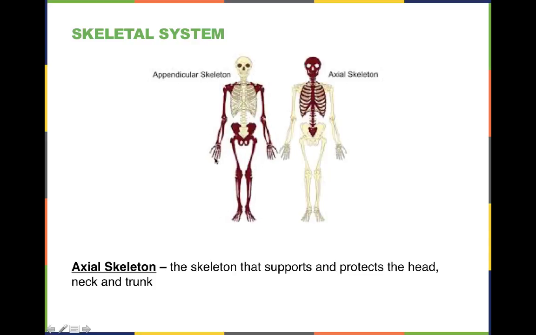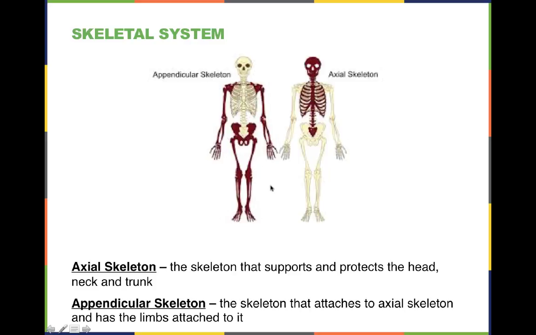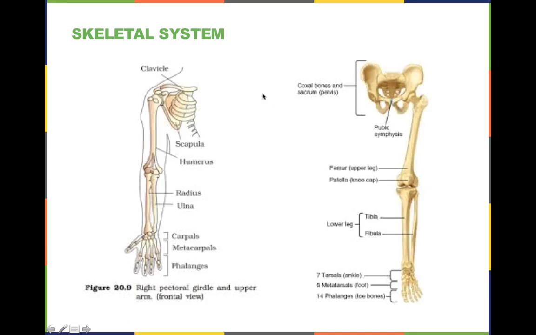And the other part, over on this side, is the limbs, and this is called the appendicular skeleton. It's attached to the axial skeleton and makes up the limbs, the upper arm and the lower leg. Now, looking at more detail, we're going to go over this again to help you remember it.